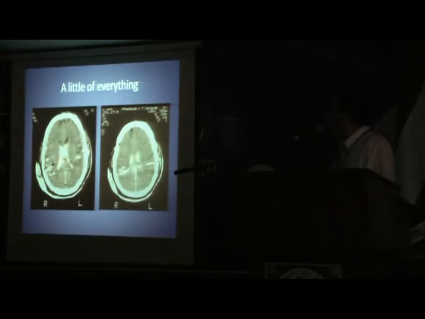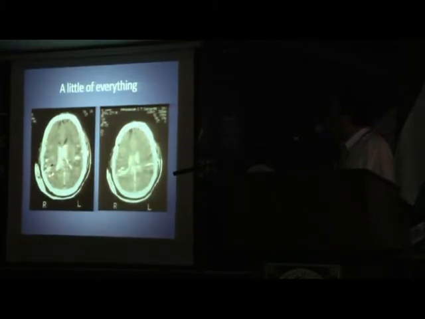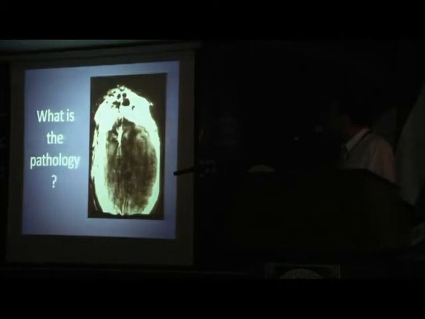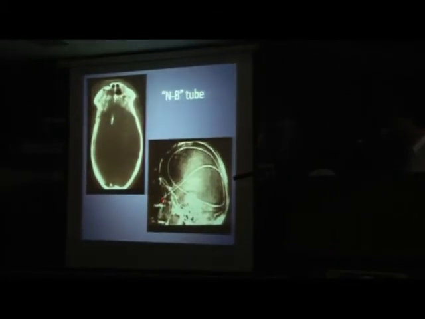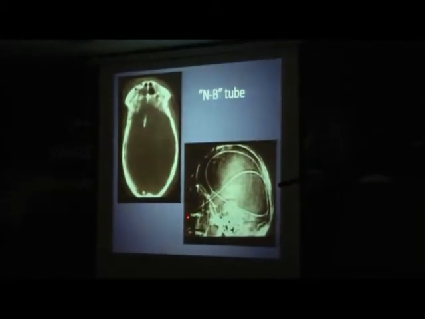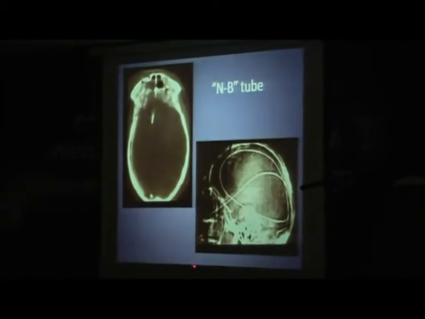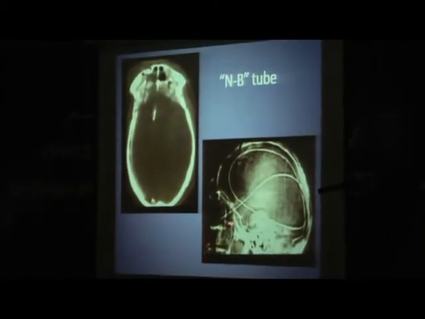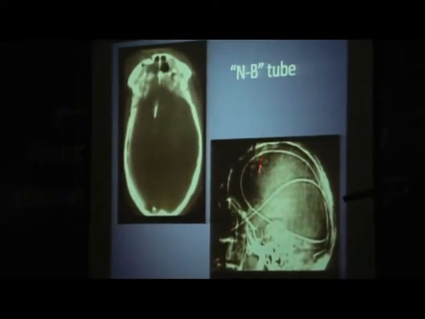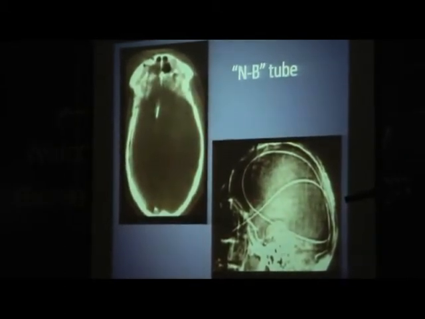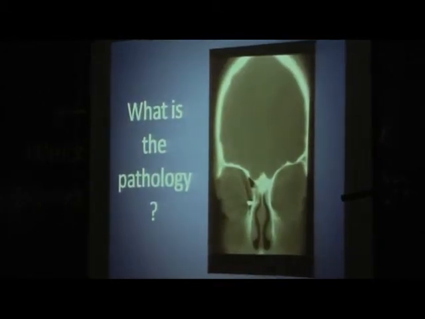This patient really has everything here. He has intraventricular hemorrhage, intraparenchymal hemorrhage, subarachnoid hemorrhage, subdural hemorrhage, fractures, the whole deal. This patient, somebody decided to put a nasogastric tube, but went the wrong way, so the tube actually went intracranially and was throughout the brain. So not very good.